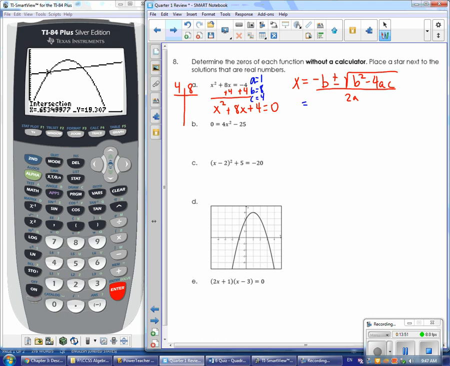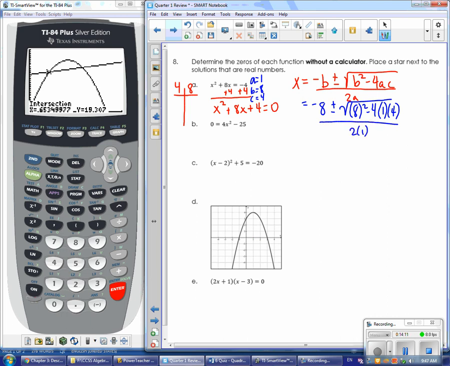So if I start solving this, I'm going to put my 8 in where the b is. So that's going to be the opposite of 8, or negative 8, plus or minus the square root. I'm going to have 8 squared minus 4 times the value of a times the value of c, that's also 4, all over 2 times 1.